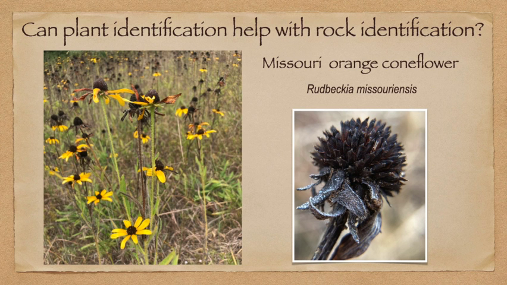But can it go the other way? Can plant identification help with rock identification? This is the Missouri orange coneflower, and it really likes dolomite glades, where it tends to grow in pretty big colonies. And it's pretty identifiable even in the winter because you'll see a bunch of its heads standing up above the ground as part of a bigger colony.